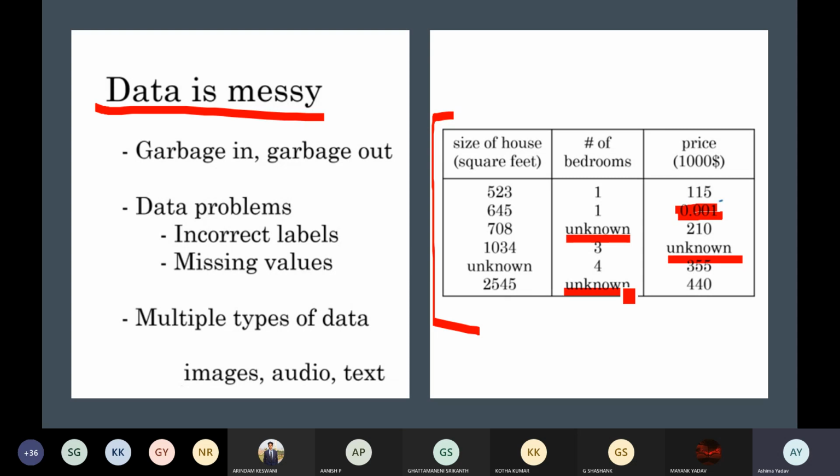So when you work with the data, you have to see all these things, and accordingly you have to process your data. What if there are missing values in the data? What if there are incorrect labels in the data? For all these things, we have different approaches. So this is how you have to deal with the data here. And obviously data can be of different types. So we can have images, we can have audio, we can have text. It is of different types.